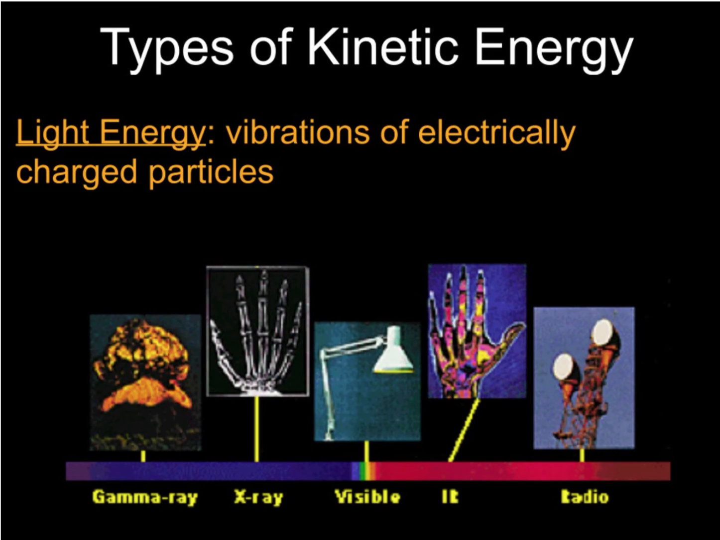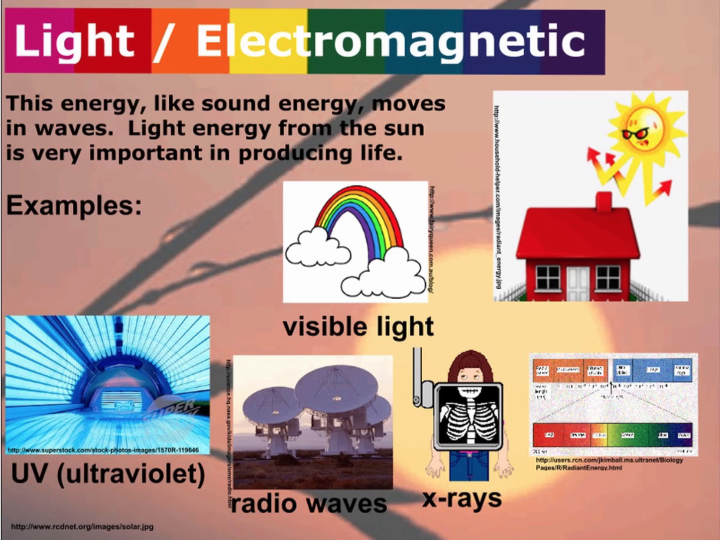Okay, there's also light energy. Light energy is vibrations of electrically charged particles. Light travels in waves, so you can see different colors based on how long the waves are. Light energy is also things like X-rays, visible light, radio waves, gamma rays, all of these wonderful rays. Light energy from the sun, you can see there's light energy in the rainbow, your X-rays, radio waves, and UV lights. These are all coming in waves which are moving, which is why it's kinetic energy. This is also known as radiant energy.